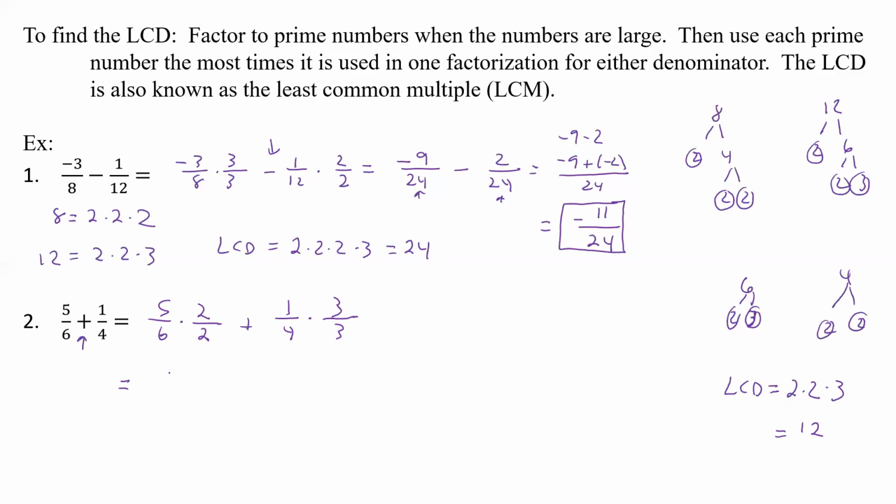Now we can take 5 times 2, that's 10. 6 times 2 is 12, plus 1 times 3 is 3. 4 times 3 is 12. Well, guess what? Now we have that LCD, so now we can just add the numerators. 10 plus 3 over 12. 10 plus 3 is 13, all over our 12, okay? And again, that then would be our final answer. All right, so the key again is getting that LCD. Once you get the LCD, get that equivalent fraction. Once you have equivalent fractions with the LCD, you can either add or subtract those numerators.